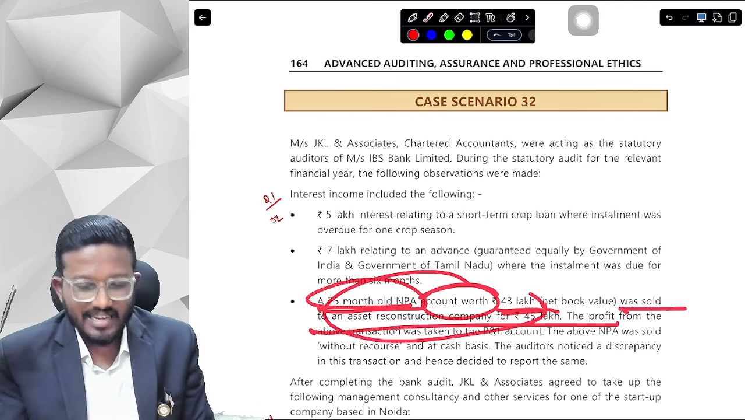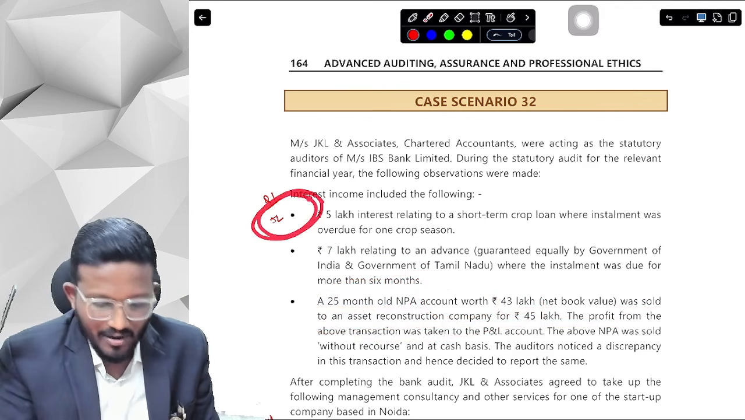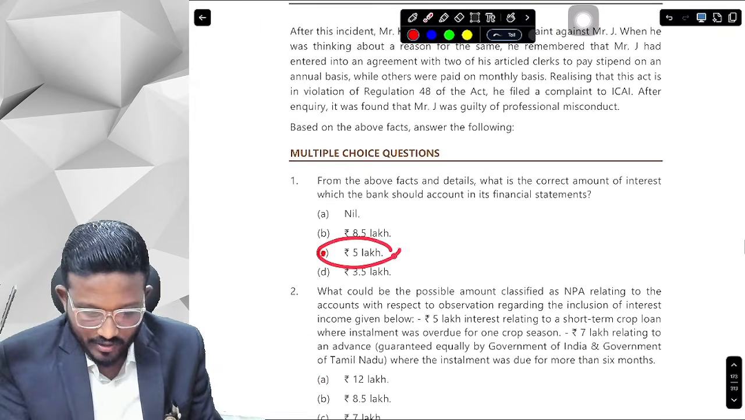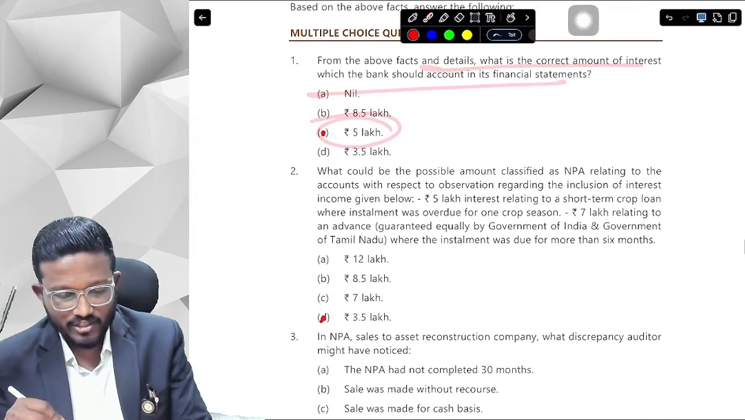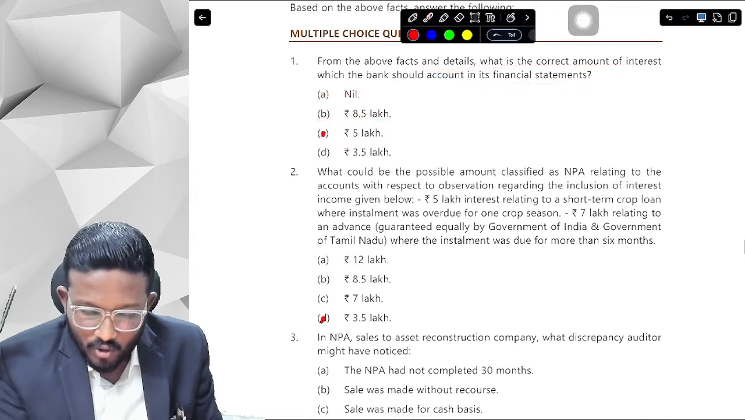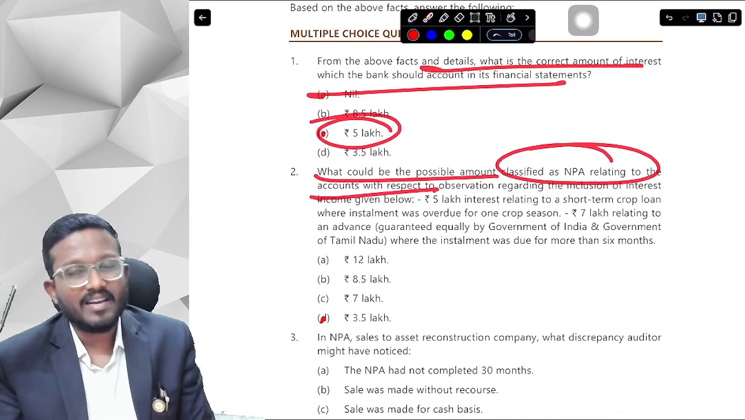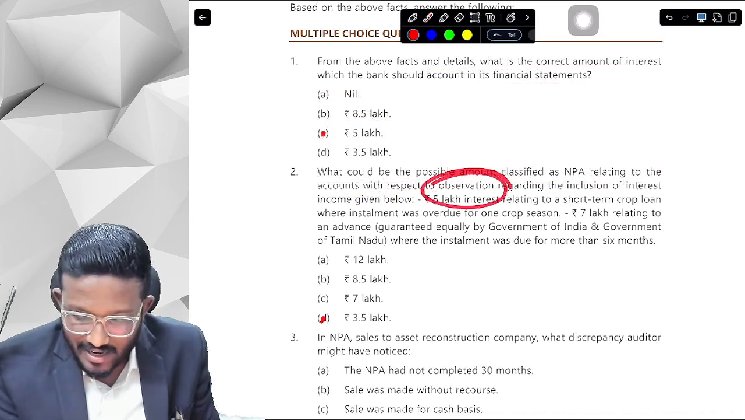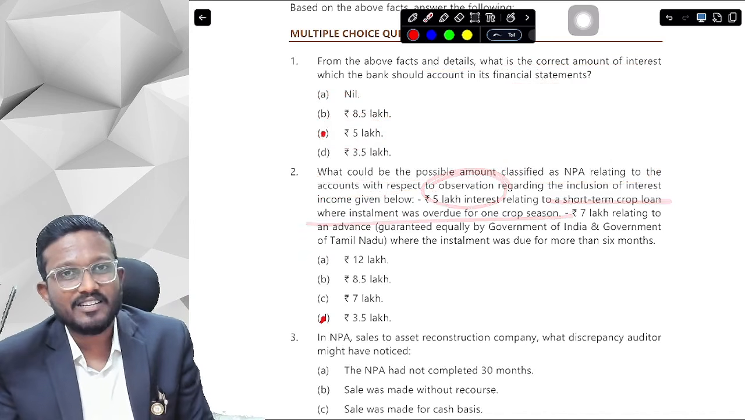So basically it is an NPA, not an interest income. So 5 lakh will be taken as an interest income. Okay, yes sir. So 5 lakh will be taken as an interest income in the financial statements. Next, it is asking what could be the possible amount classified as NPA. So which amount we will be classifying as NPA? Will we be classifying the 5 lakh short-term crop loan interest that is overdue for 1 crop season?